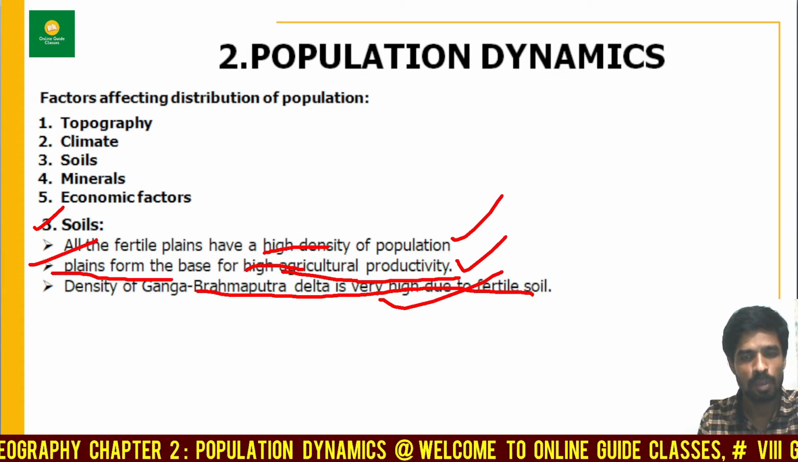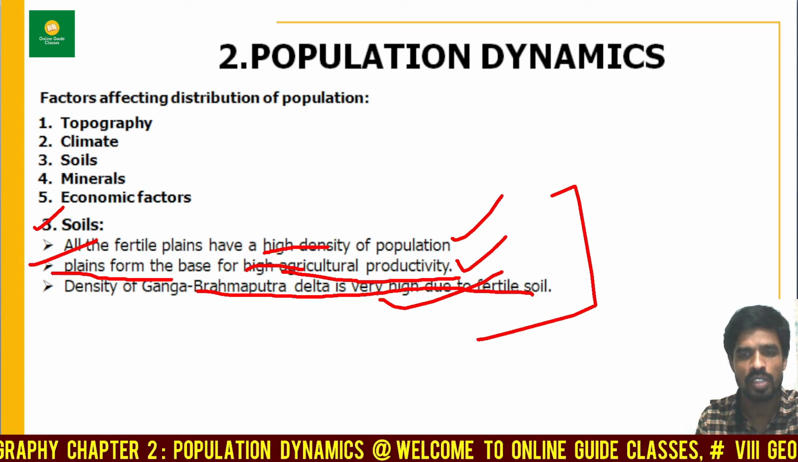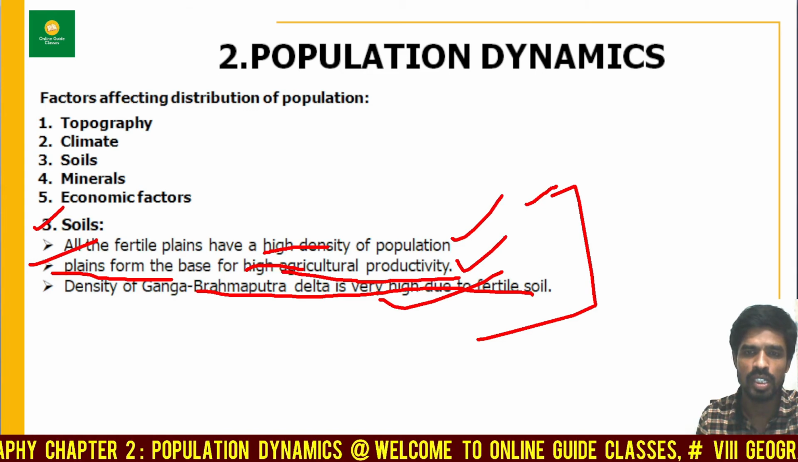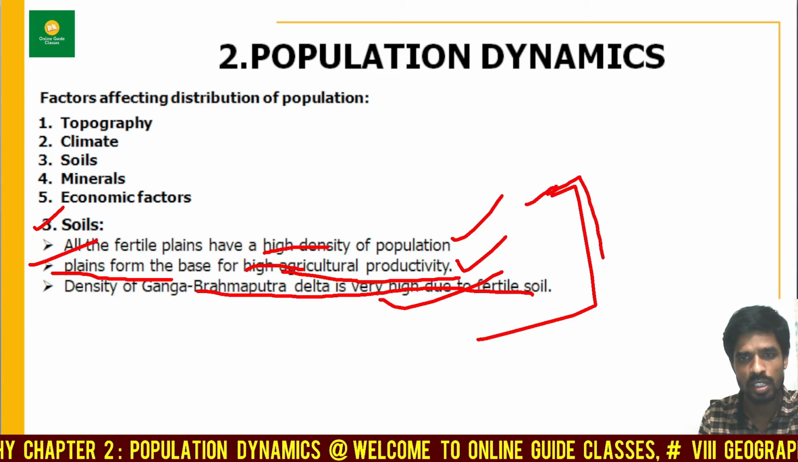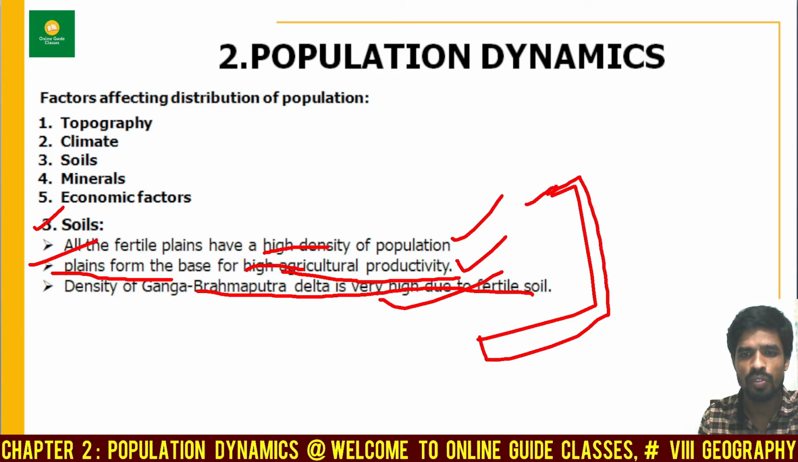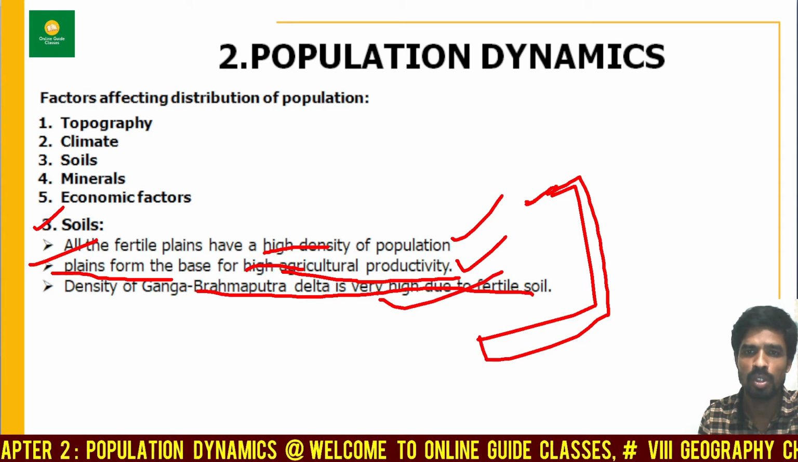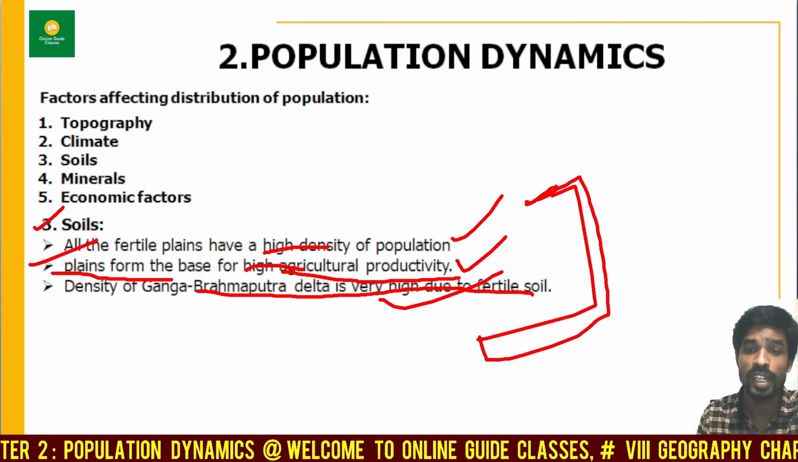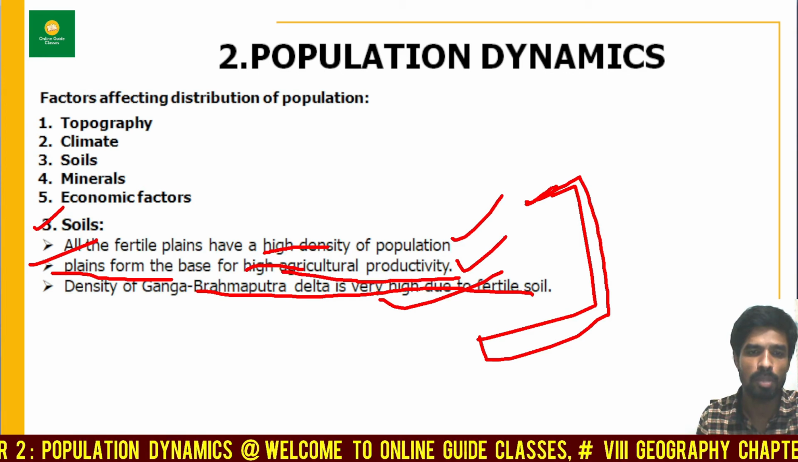Apart from this, if you see different cities, metro cities, metropolitan cities, or other big cities, wherever you find big cities, there you find highly populated areas. Why? Because most of the cities are located on the banks of the rivers. Please remember, my dear friends.